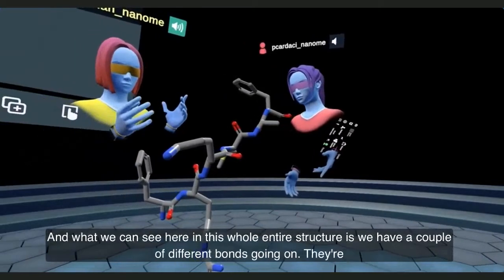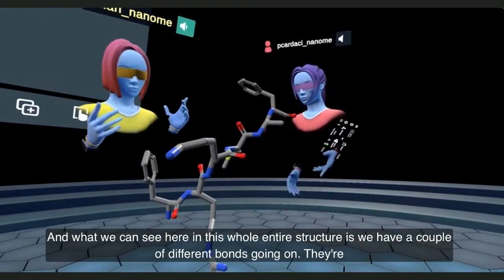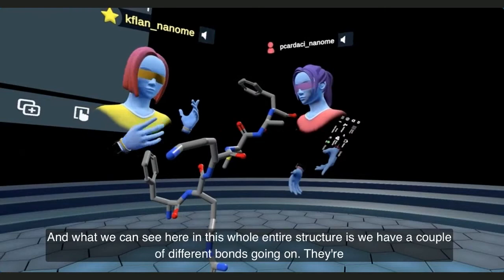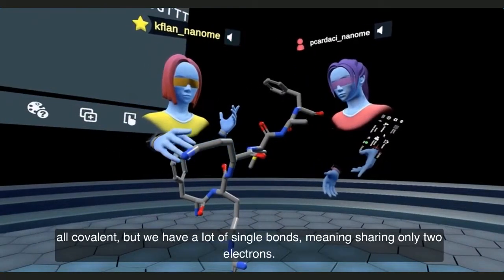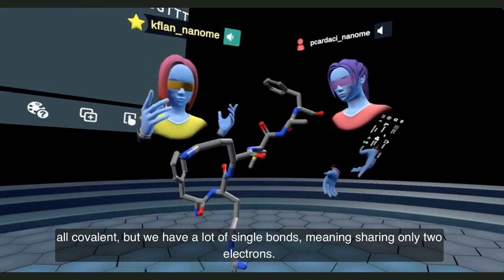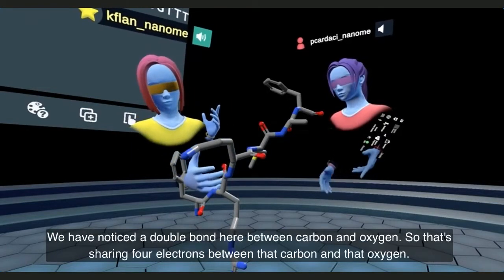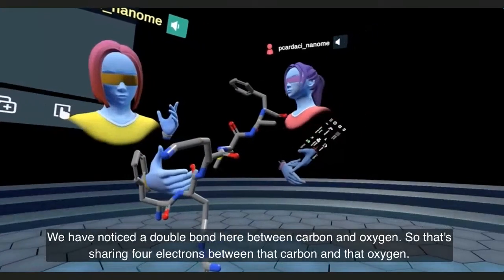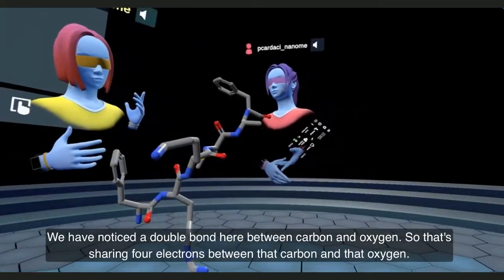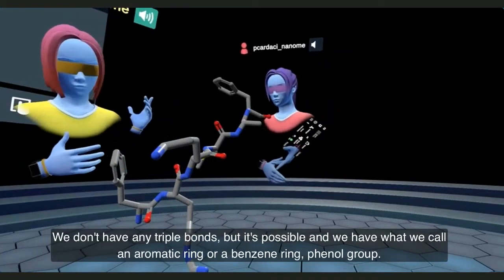And what we can see in this whole structure is we have a couple of different bonds going on. They're all covalent, but we have a lot of single bonds, meaning sharing only 2 electrons. We have, notice, a double bond here between carbon and oxygen. So that's sharing 4 electrons between that carbon and that oxygen. We don't have any triple bonds, but it's possible.